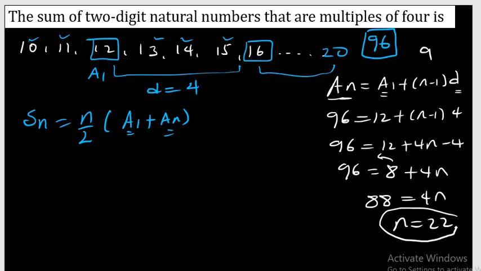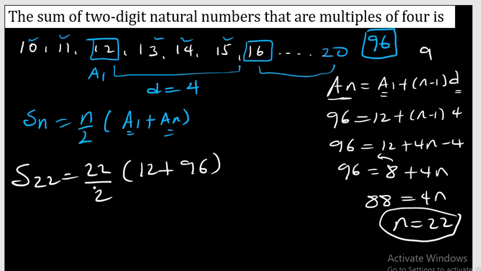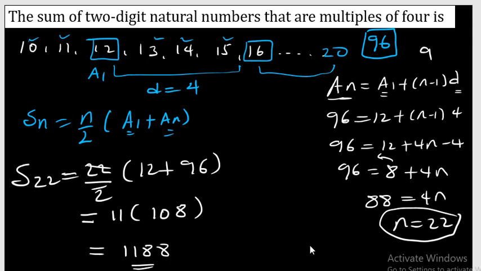What does this 22 mean? The number of multiples of 4 which are found between 12 and 96. In another way, the number of two-digit numbers which are multiples of 4 is 22. So the sum of these 22 terms will be 22 over 2 in bracket, the first term 12 plus 96, the last term. If you divide, this will be 11. So when you add it, it will be 108. So if you multiply by 11, it's going to be 1188 when you multiply 11 by 108.